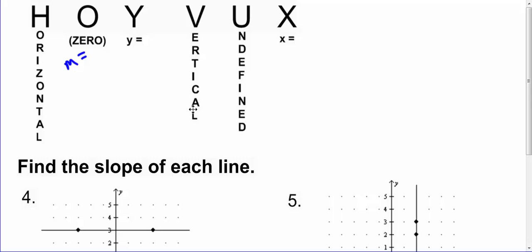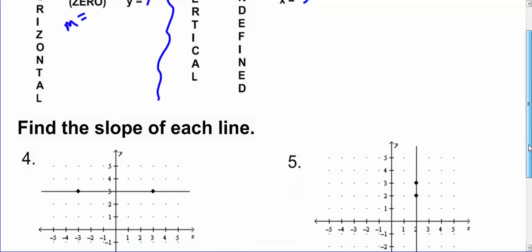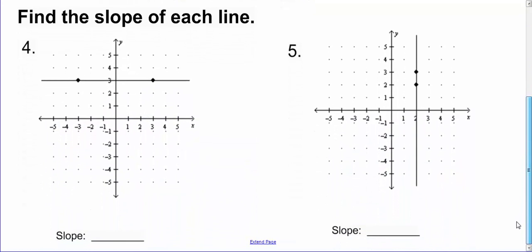The Y represents it's a y equals something equation, like y equals 5, for instance. Okay. The VUX part of this, watch how you say that, is actually dealing with the vertical lines. This time the slope is undefined, and it's always an x equals equation like x equals 3 or something like that that gives us a vertical line. So these kinds of questions are actually really quick if you know what you're doing.